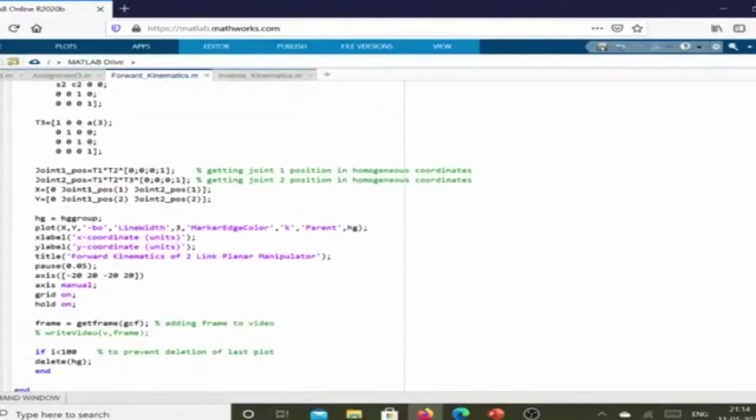So what are we interested in? We are interested in getting the position of joint 1 and joint 2. You can see that joint position 1 is transformation matrix 1 into transformation matrix 2, and this is getting multiplied by this vector 0 0 1.